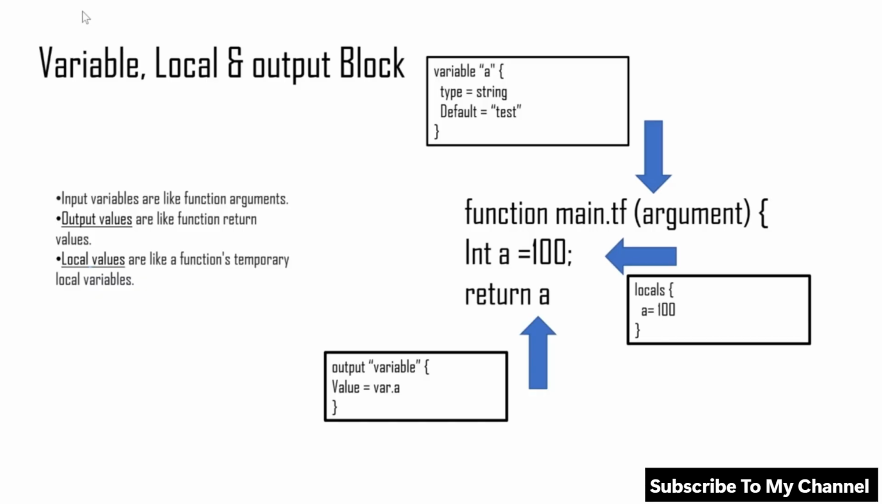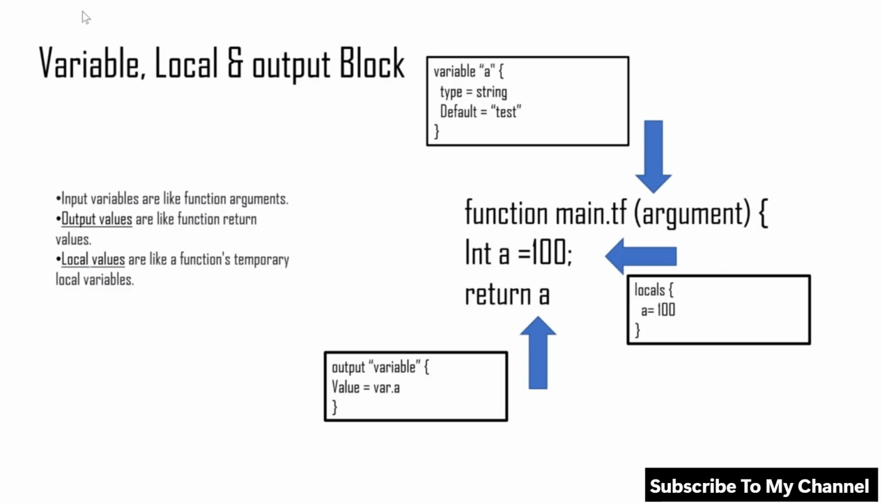So let's talk about the variable, the local and the output block. For the sake of simplicity, I have considered my main.tf to be a function, and this particular function can be considered a function in any language. If this function takes in an argument, then that argument is the variable block. Here, for example, I have created a variable a that has a value of test. Now let's assume that you want to create a variable whose scope is only limited to your main.tf. Then you would create a local block. For example, here I've created a local block called a that has a value of 100.